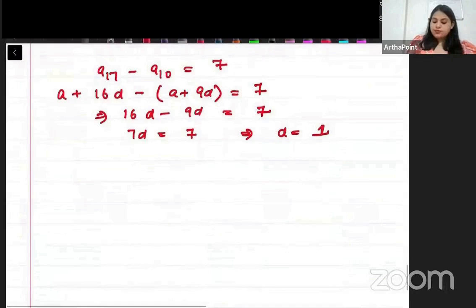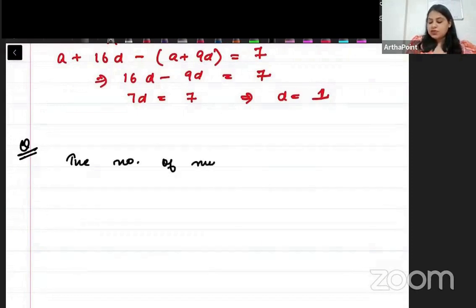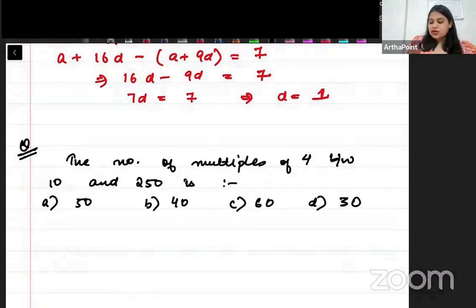Okay, so write down the next question. Please try to do this yourself. The number of multiples of 4 between 10 and 250 is: A50, B40, C60, D30. You have to tell what is the number of multiples of 4 between 10 and 250. Take a moment, try to do this yourself. It's a question on AP.